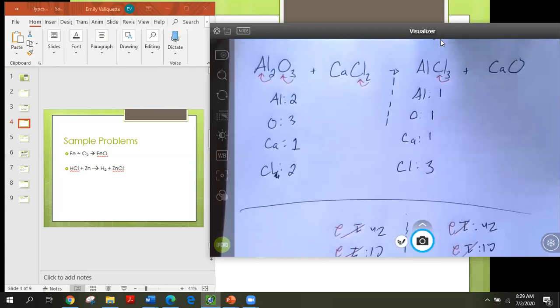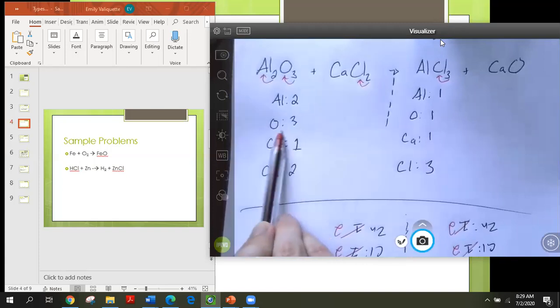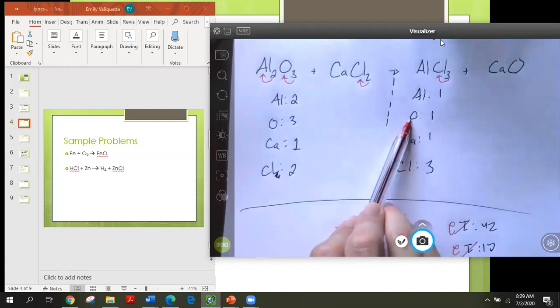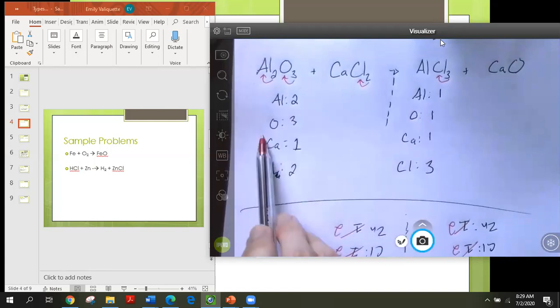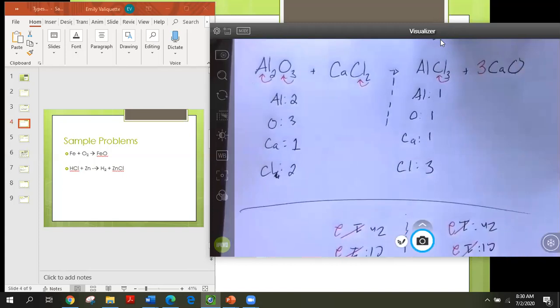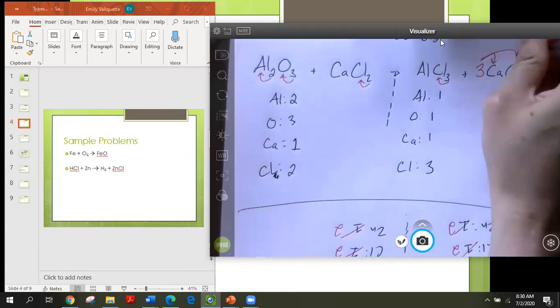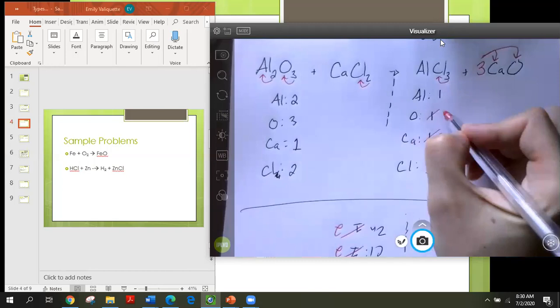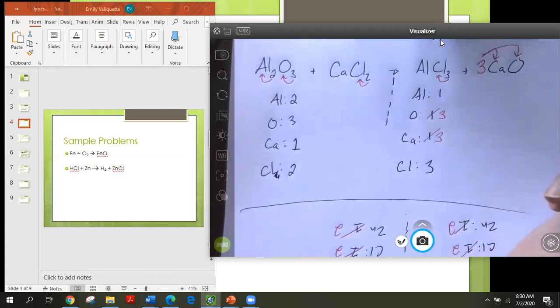The first thing I'm going to start with is maybe trying to balance my oxygen. So right now I have 3 oxygen on this side. I only have 1 on the other side. And you could start with balancing your aluminum too, it doesn't really matter. I'm going to put a 3 in front of my calcium oxide. That is going to give me 3 calcium and 3 oxygen.